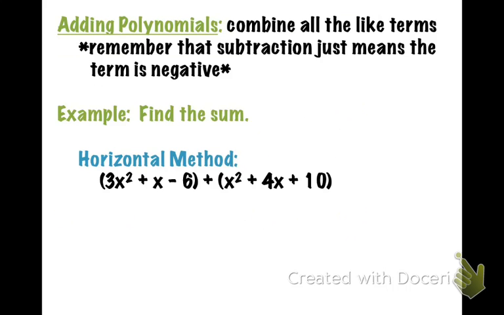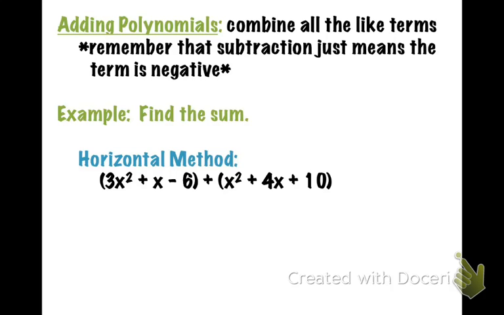Okay? So when we add polynomials, the basic idea is we are just going to combine all the like terms. And remember, anywhere you see a subtraction just means that the term is negative. So there's two different methods we can use here. I'm going to show you the first one using the horizontal method. The best way with the horizontal method is to use some sort of coding system to make sure that you match up all the terms that are the same. So I'm going to use different colors. You can use different shapes. You can circle them, box them, underline them, however you want to tell the difference.